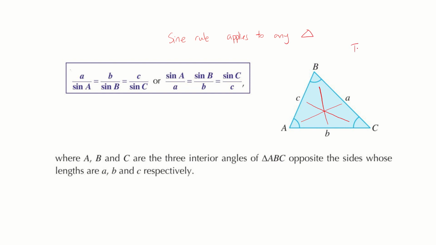In the past, we have learned the basic trigonometric ratios. Tangent theta is equal to opposite over adjacent. We have the cosine, we have the sine, and so on. But remember that these ratios apply only to right-angled triangles. Only to right-angled triangles. But the sine rule is more powerful because it applies to any triangle. So now let's see how we can use the sine rule to solve problems.